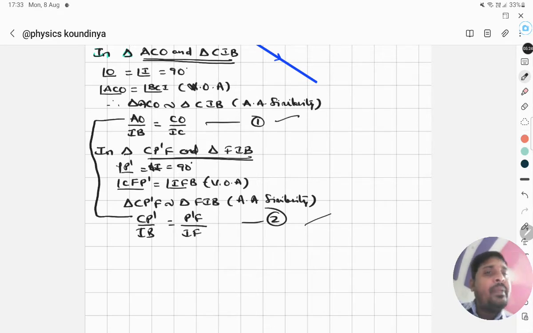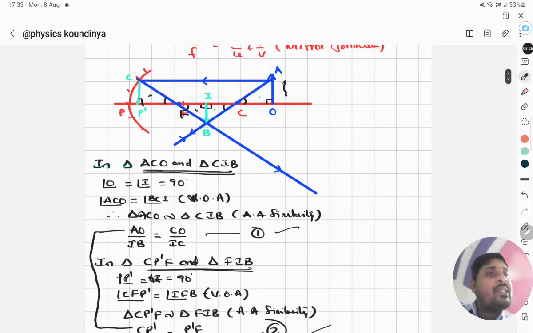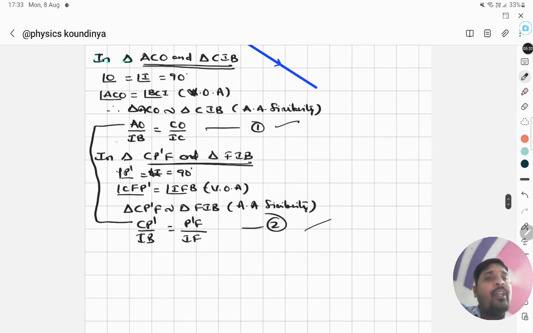AO and CP dash are equal. AO is this, CP dash is this. As it forms a rectangle, opposite sides are equal. Denominator in both the cases is IB. That's why I can say both LHS are equal. Then obviously both the RHS are equal.